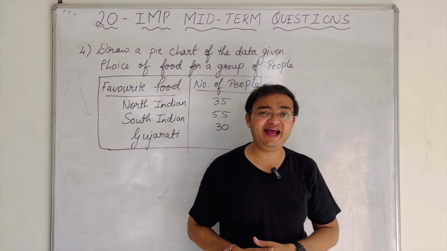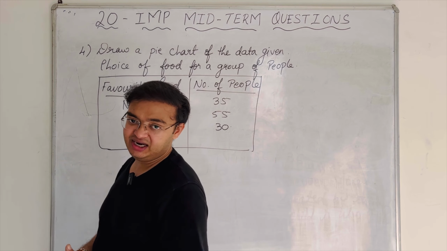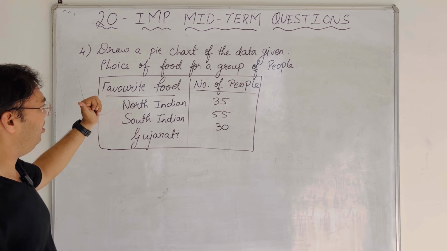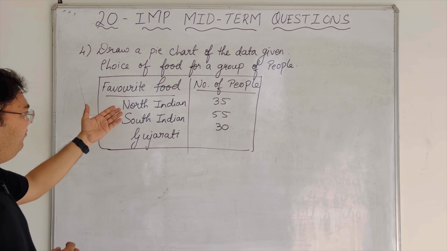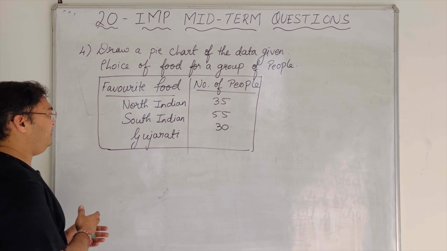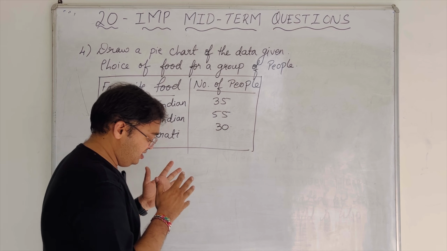Let's check out our question 4. Question 4 is based on a pie chart. Here we have to draw the pie chart for the given data. The choice of food for a group of people is given: favorite food and number of people. North Indian is liked by 35 people, South Indian by 55 people, and Gujarati by 30 people.